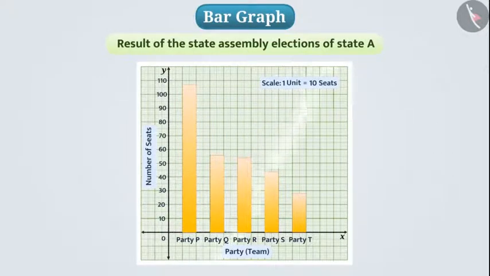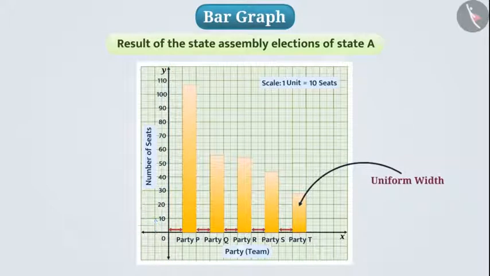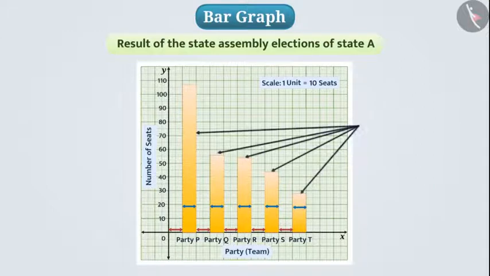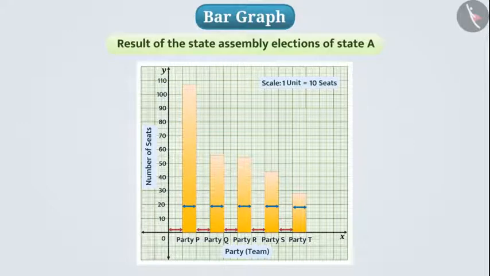Let's understand this bar graph. In this bar graph, there is a horizontal line which we call the x-axis and a vertical line which we call the y-axis. Here, party is on the x-axis and the number of seats is on the y-axis. The scale is also shown here, which tells us that 1 unit on the y-axis means 10 seats. Here, vertical lines of uniform width are drawn at equal distances.